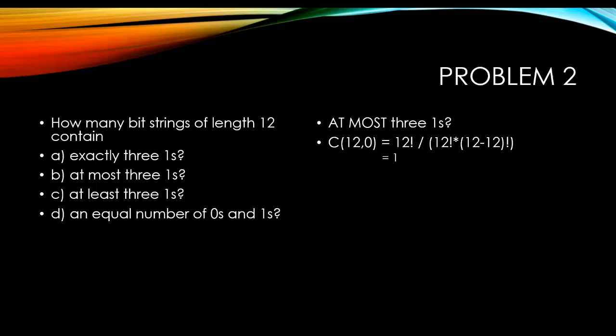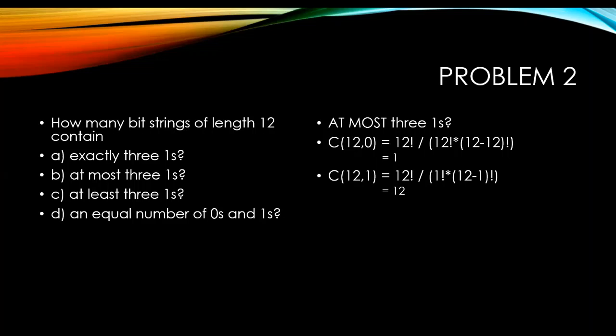Second scenario, we have 1 of 1s in our pattern. So C 12 at 1. We have 12 factorial divided by 1 factorial times 12 minus 1 factorial. Result is 12. This is correct, because 1 position will be 1 and the rest will be 0. And how many positions do we have? We have 12. So 1 pattern times 12 positions, we have 12 patterns. So this is correct by just evaluating how 1 of 1s works with 12 bits.